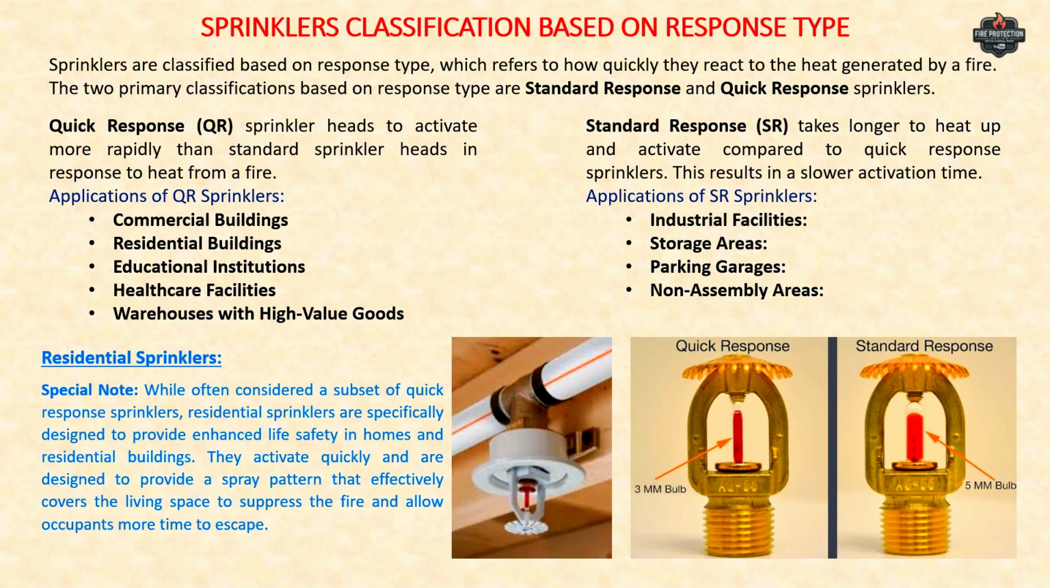Next, we'll see sprinkler classification based on response type, like how quickly they can respond. So basically, we have two types of sprinkler in this classification. The first is the quick response sprinkler. Their glass bulb size is 3 mm.